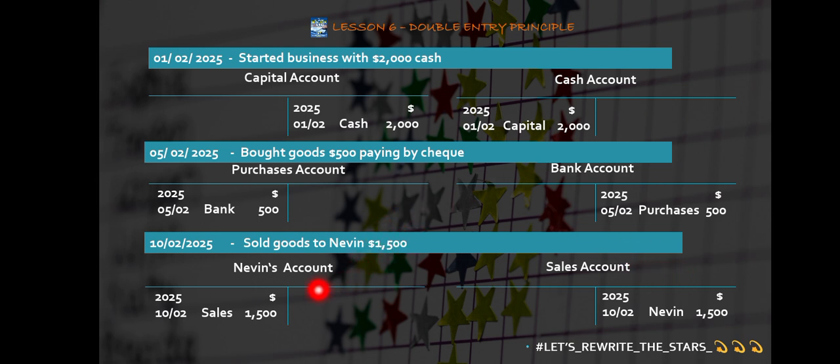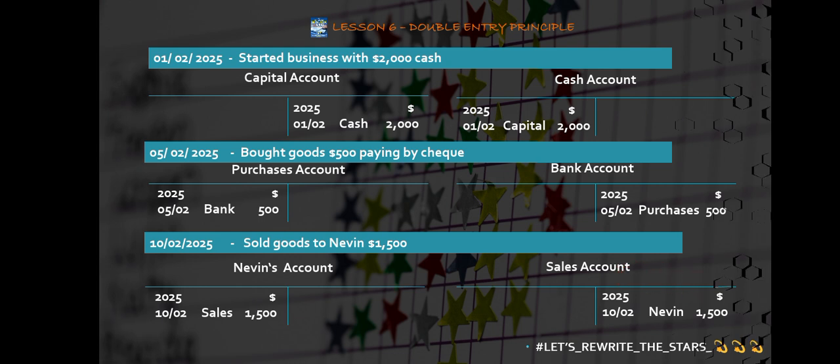And if it is a personal account and the person is receiving, we are debiting it. So Nevin's account is a personal account. So Nevin's account will be debited with sales of $1,500. And then sales account will be credited with a corresponding of Nevin $1,500. So Nevin's account is debited with sales $1,500 and sales account is credited with Nevin $1,500. I hope this is well understood.